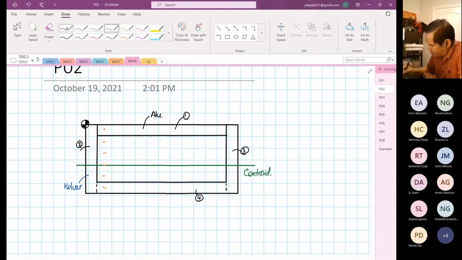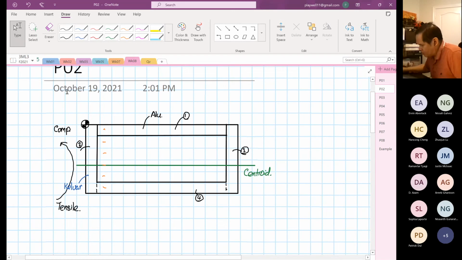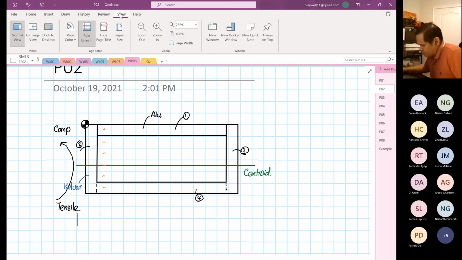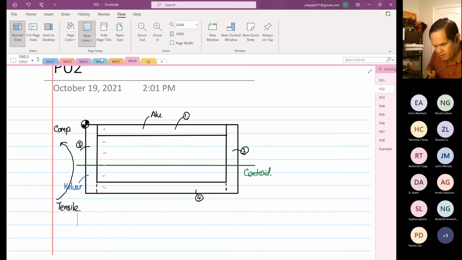Okay, and then we've seen that our moment vector is acting this way, right? So we know above the centroid is compression, below is tensile. Exactly the same thing like what we've learned. Okay, nothing changed. The rules still apply. So from here, this is where the analysis comes in. The question asks us to determine the maximum stress. It only says the maximum stress. It did not say the maximum tensile or the maximum compression.